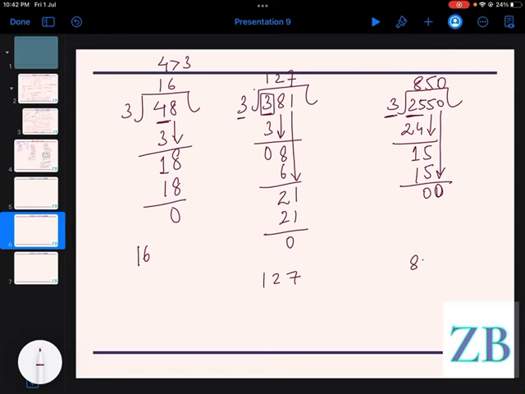Remember, upon bringing the number down, as the remainder is less than 3, we put a 0 over here, and the answer is 850. So when you borrow, or when you bring the number down, you realize that that number collectively is less than the number over here, the divisor. For that reason, we are going to put a 0 on the top in the quotient. Please remember this fact.